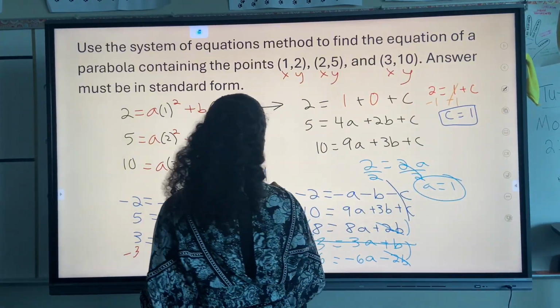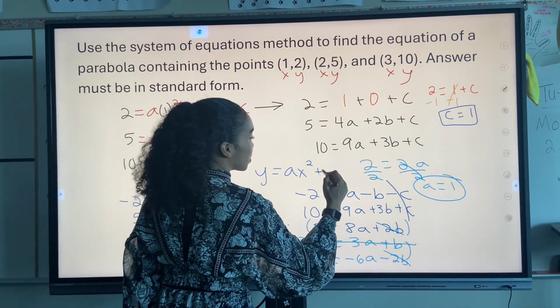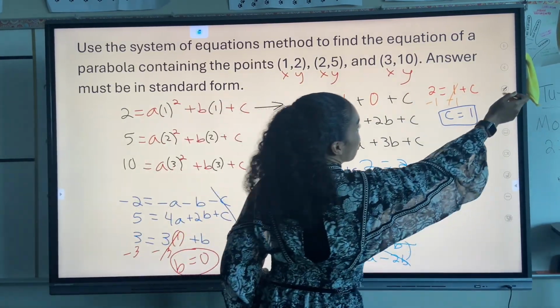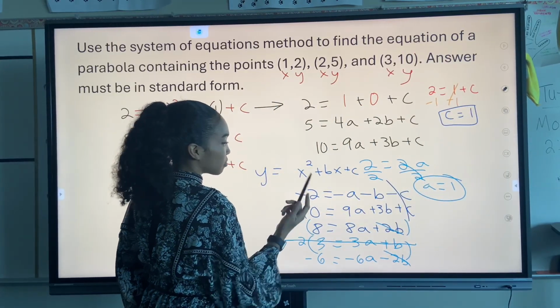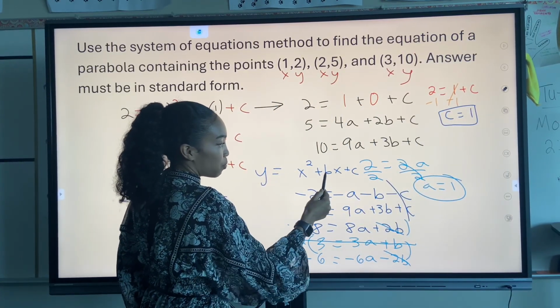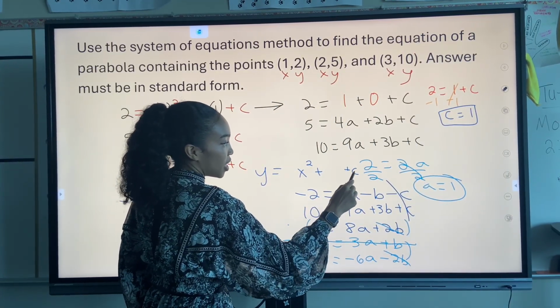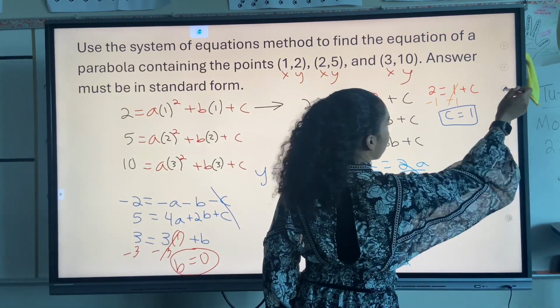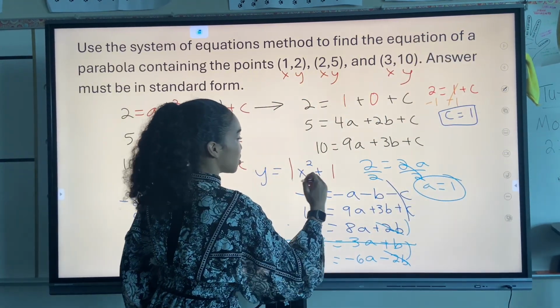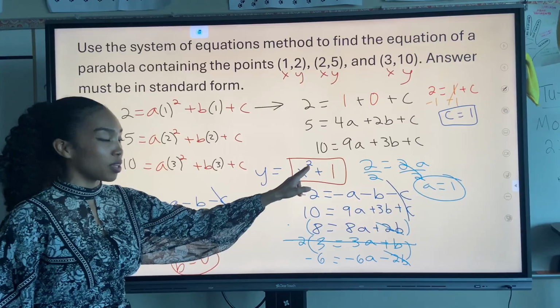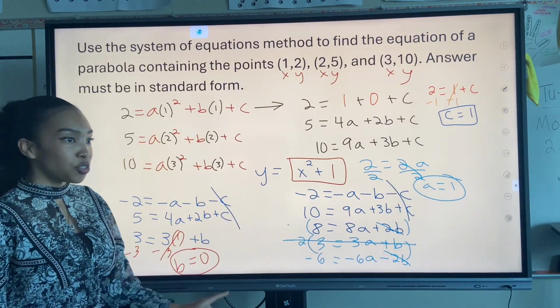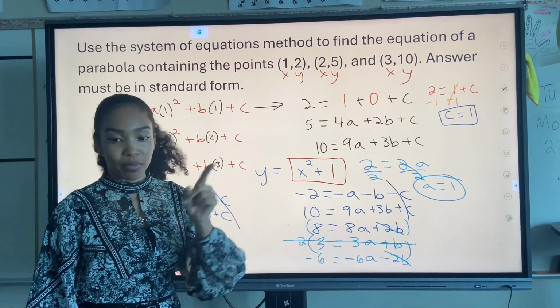So this is the format: ax squared plus bx plus c. Your a value was 1, so you don't have to write the 1. Your b was 0, so this is gone. And your c value was 1. So this is your equation, x squared plus 1. If they do not have x squared plus 1, put an X.